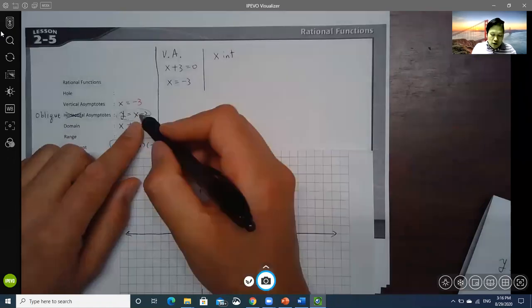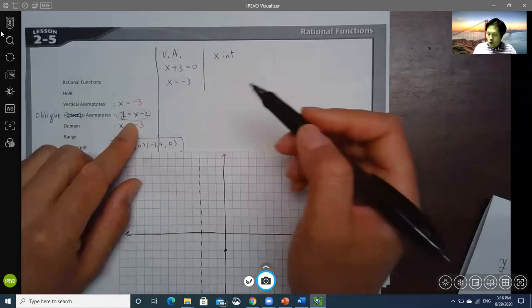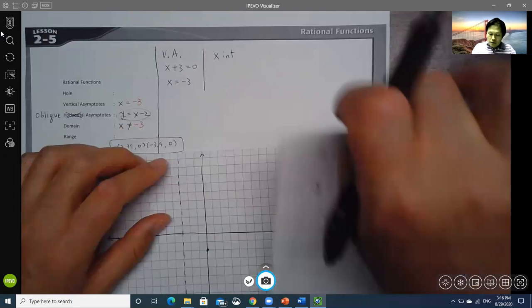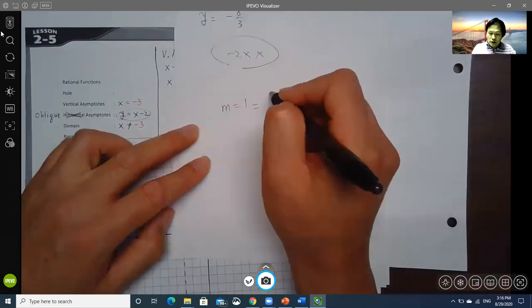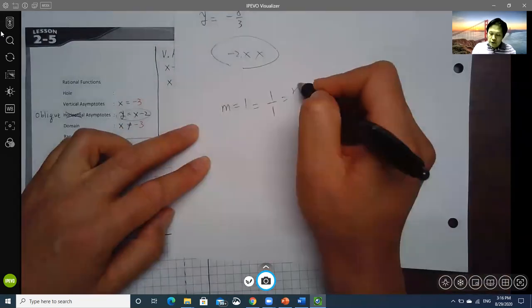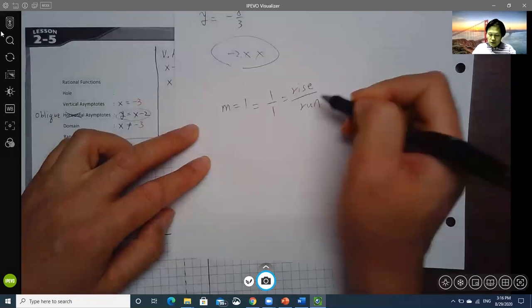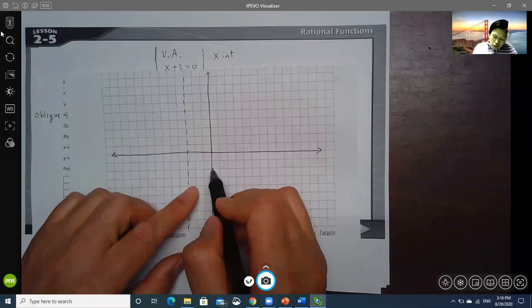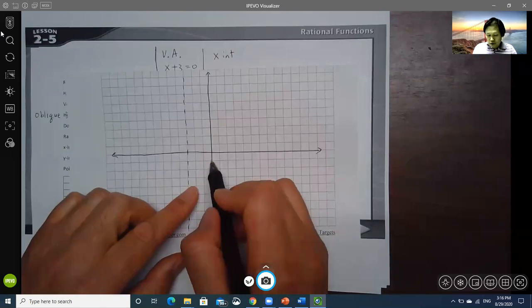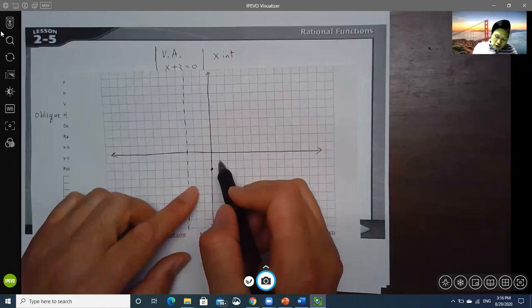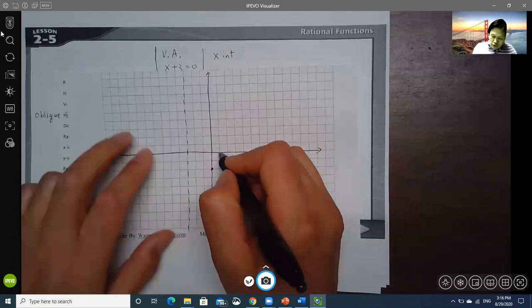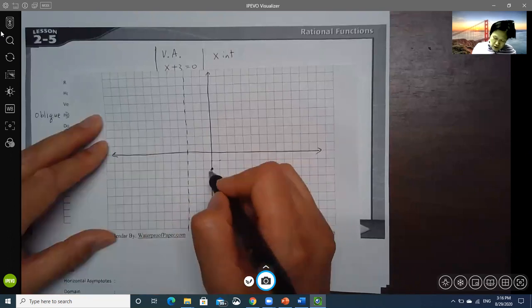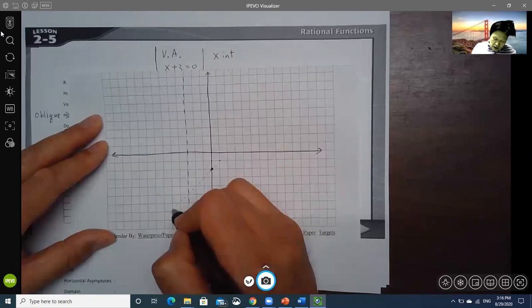Slope is 1, 1 over 1. 1 as a slope is equal to 1 over 1. That's rise over run. So starting from here, rise is positive 1, go up 1. Run is positive 1, go right 1. So you get the idea: up 1, right 1. Your slant asymptote will look something like this.